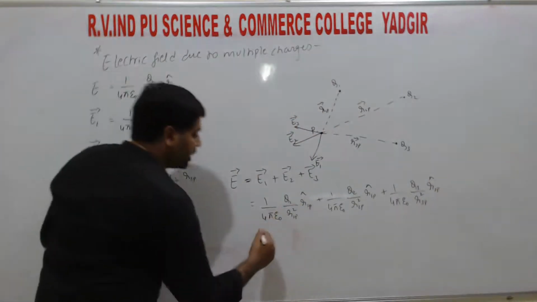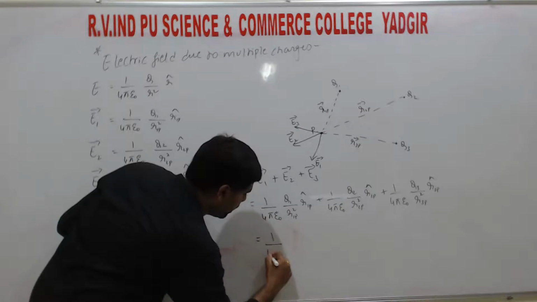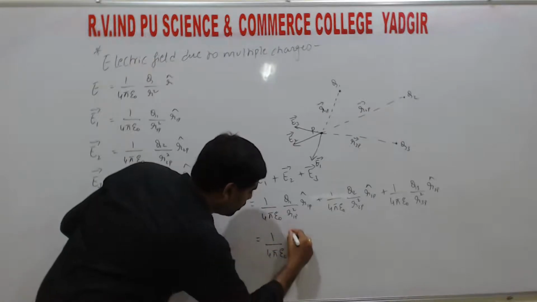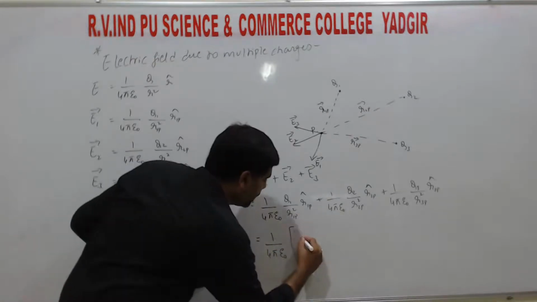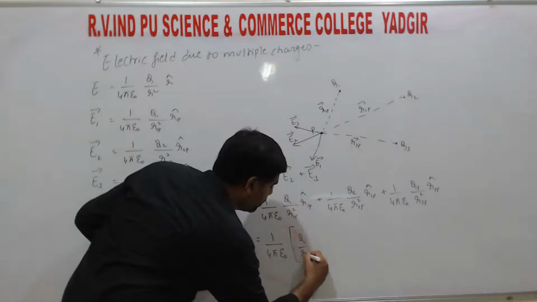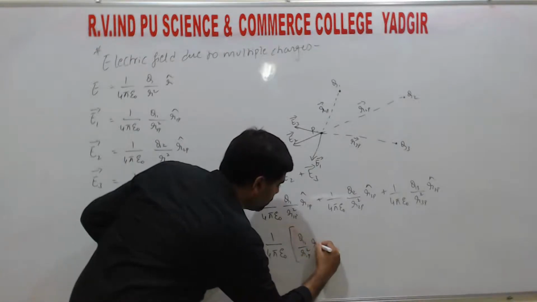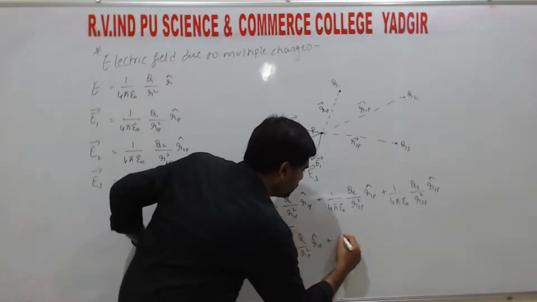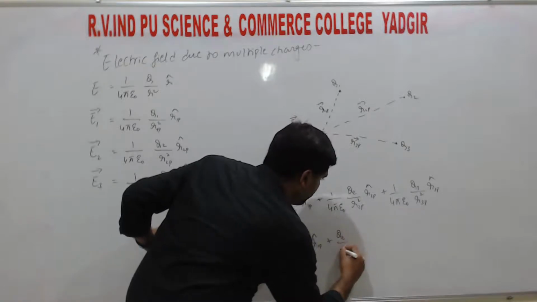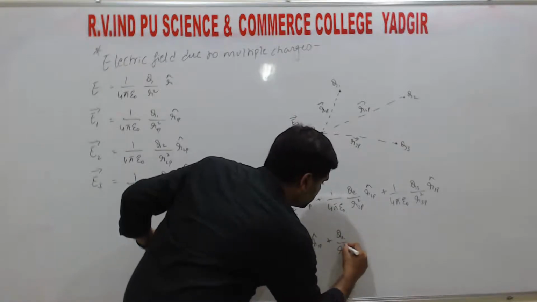In all these three terms we have the common factor 1 divided by 4 pi epsilon naught. The remaining is Q1 divided by R1P square, R1P cap. So it is the same procedure as we did in force due to the multiple charges.